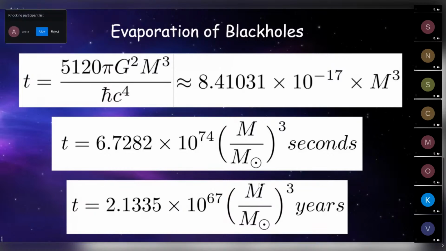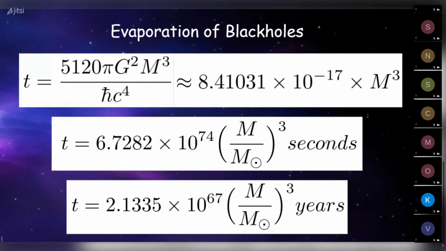We can see that if the mass of the black hole is 1 solar mass, it evaporates in 2.13 times 10 to the power 67 years. Even though the time is very long, it's actually like 8 times longer than the age of the universe, but still he showed that black holes evaporate. What if the mass is very small, like 10 to the power minus 9 solar mass, a very small black hole? Still it evaporates, and it actually evaporates quicker if the mass is very small. So he showed that black holes evaporate.